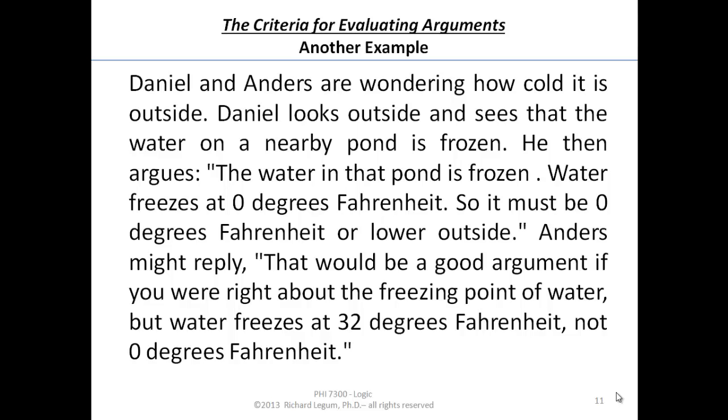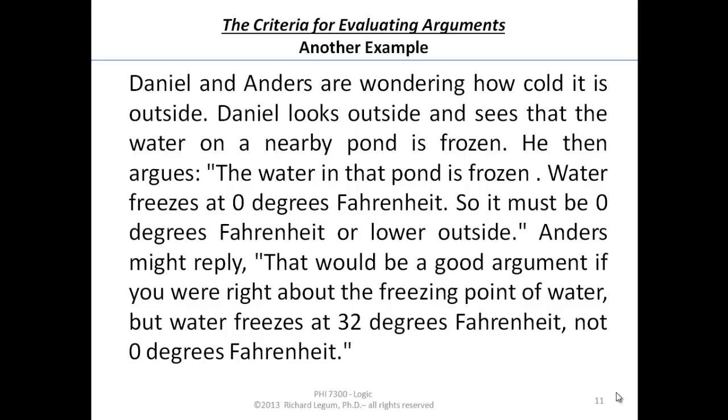Let's look at another example related to the second criteria that we were discussing. Daniel and Anders, two guys, are wondering how cold it is outside. Imagine it's the middle of the winter up north.